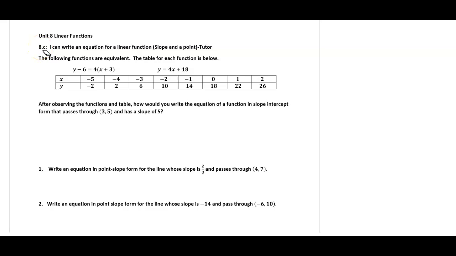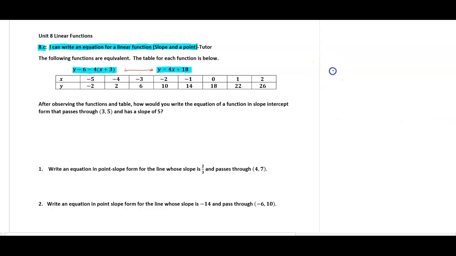Hello Math 1 students. This lesson is an extension of the previous lesson and it's on 8.c, which is I can write an equation for a linear function, but this time you're going to be given the slope and a point. Now what you see here is there are two equations given to you. One is in point slope form and one is in slope intercept form.